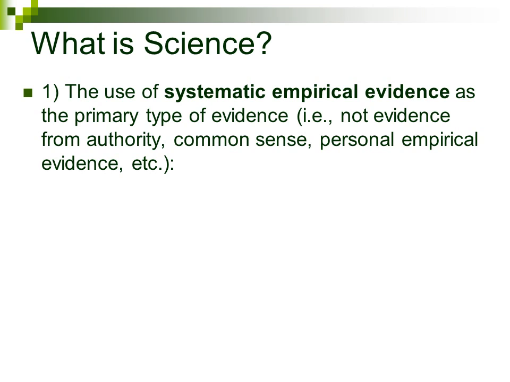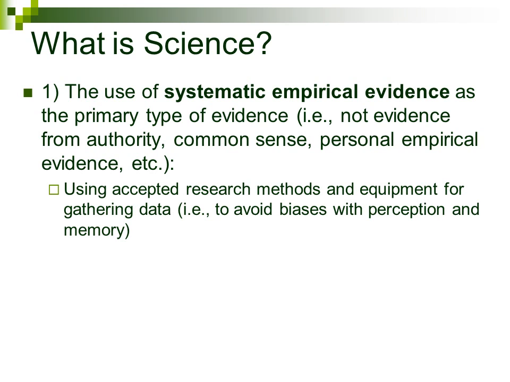You might remember that we talked about personal empirical evidence, relying on one's senses to gather evidence or gaining information through one's observations. This is similar to the technique that science relies on, but there's a little bit more to systematic empirical evidence. So, these are the characteristics of systematic empirical evidence. The first is using accepted research methods and equipment for gathering data to avoid the biases with perception and memory that can occur when we rely on personal empirical evidence.